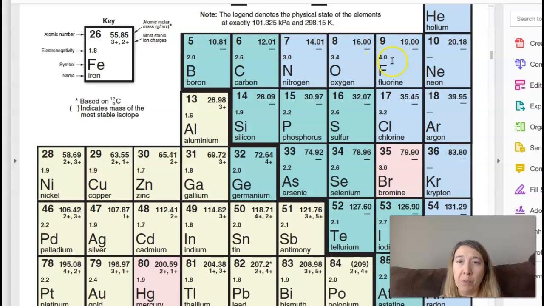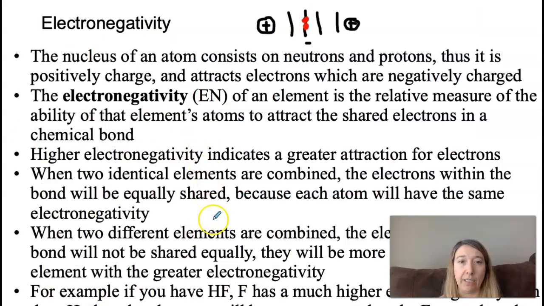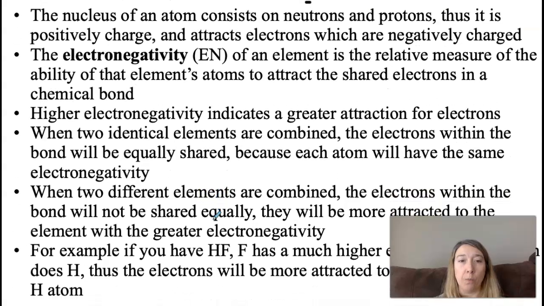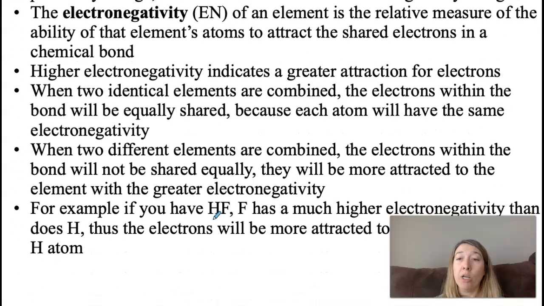So the bigger the number is, right? So fluorine being at 4 versus, I don't know, boron being at 2, that means fluorine has a greater attraction for electrons than boron does. So if boron and fluorine were sharing, they wouldn't share very well because there's a very large difference in electronegativity. Okay? So we're going to be able to use that electronegativity to help us determine what kind of bond we are going to have.